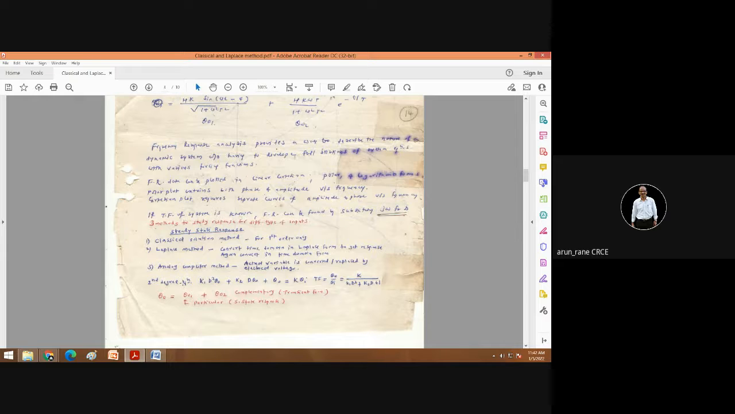These polar plots are called the Nyquist plot. Logarithmic plots are called the Bode plot, B-O-D-E. A polar plot will consist of phase and amplitude against the frequency. That means there are three variables we are plotting on a single graph: phase and amplitude against frequency. In a Cartesian plot, it will not be possible to plot this.